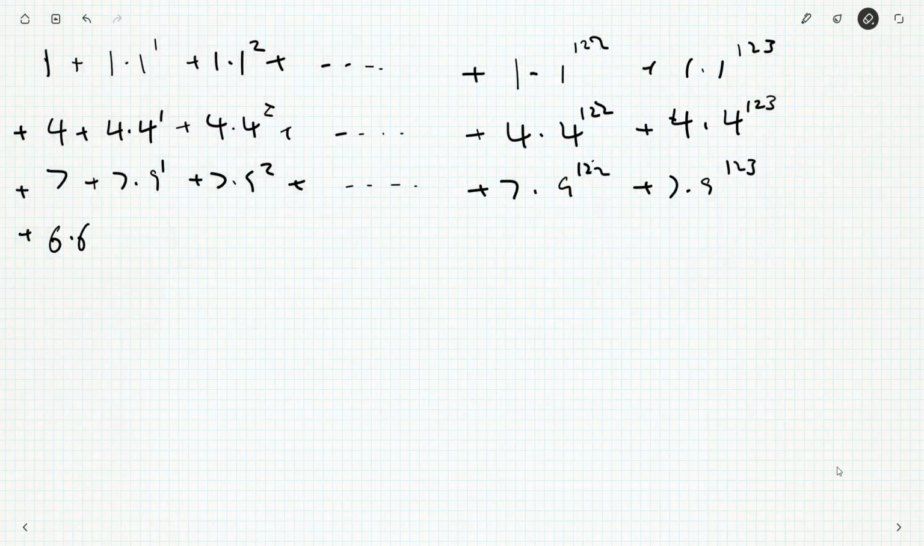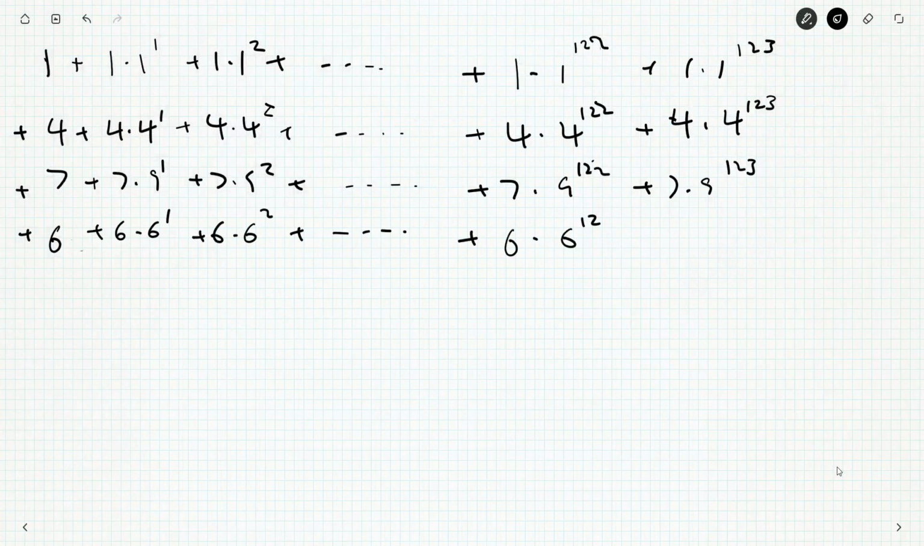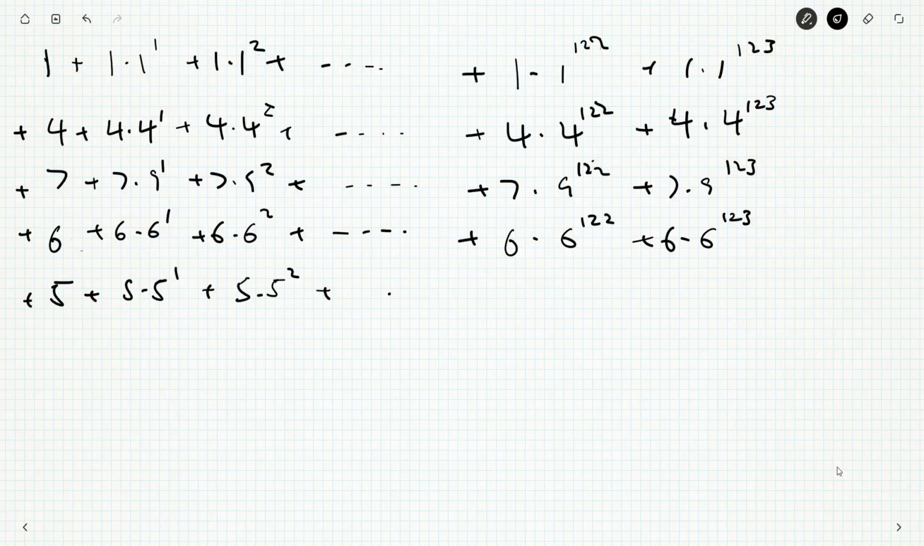6 plus 6 times 6 to the 1. Plus 6 times 6 to the 2. Plus 6 times 6 to the 122. And this is the last one because the final step would be the 1234th step. So take off the 4 and divide by 10 to get that n value. All right, now we got 5. 5 times 5 to the 1. 5 times 5 to the 2. All the way up to 5 times 5 to the 122.